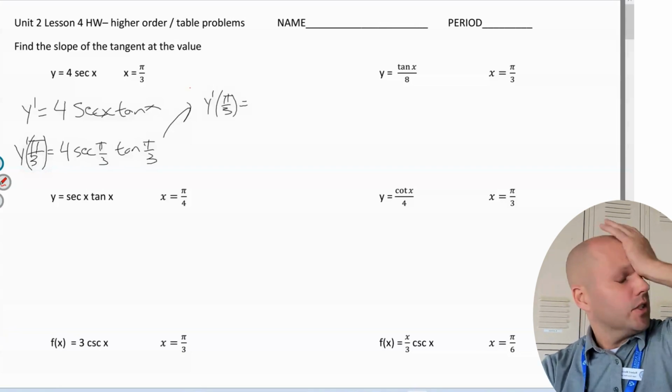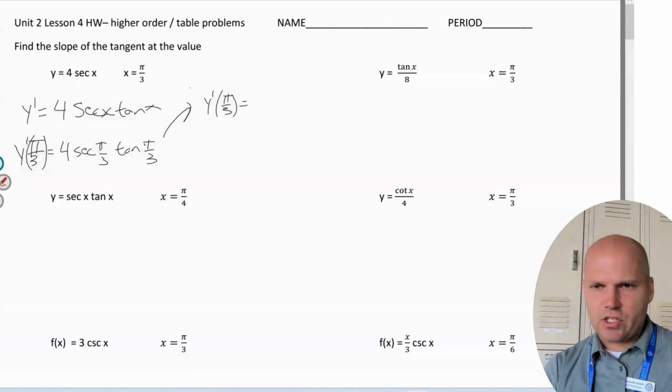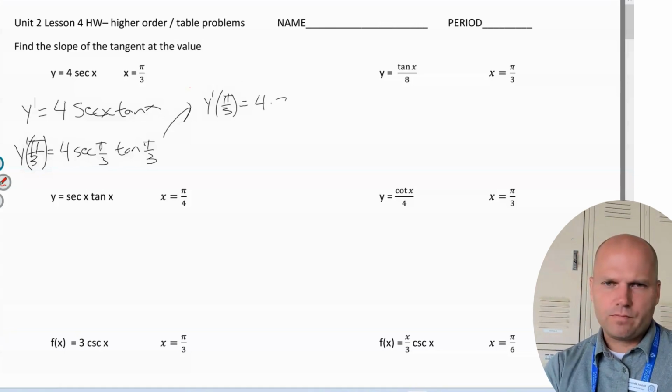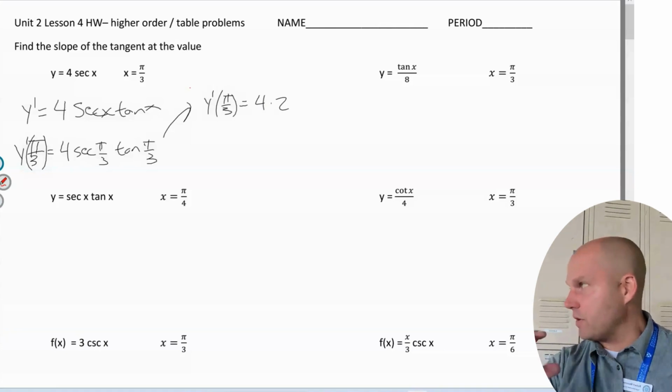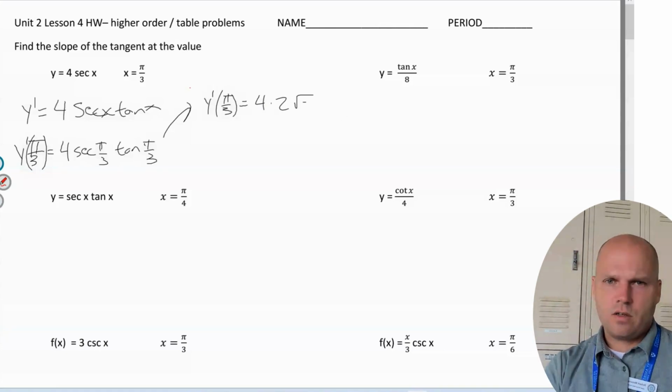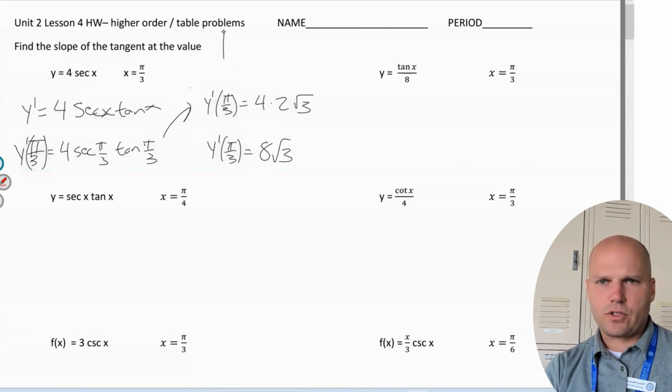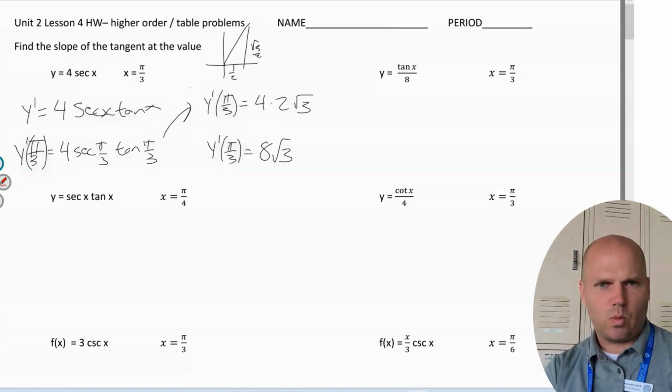Cosine of pi over 3 is a half. So secant is 2. So I got a 4 times a 2. Tangent of pi over 3 is root 3 over 2 divided by a half, which is root 3. And you need to be able to figure that out. If you can't do it in your head, like I did it, draw your triangles. Pi over 3, root 3 over 2 is the opposite. A half is the adjacent. The hypotenuse is 1.